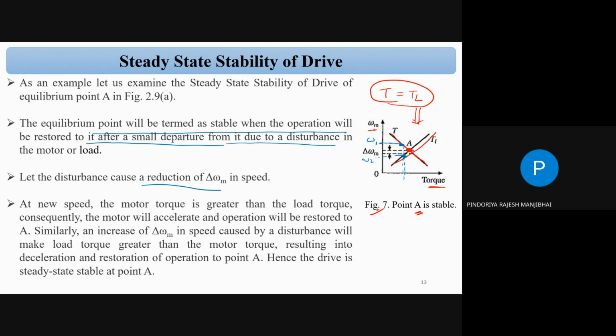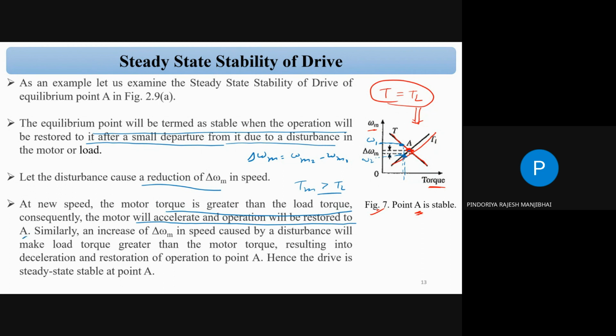So we can give the disturbance delta omega m. Delta omega m is nothing but omega m2 minus omega m1. So it is just a small disturbance in the speed. At the new speed, the motor torque is greater than the load torque. So we can say the motor torque is greater than the load torque. Consequently, the motor will accelerate and operation will be restored to point A.